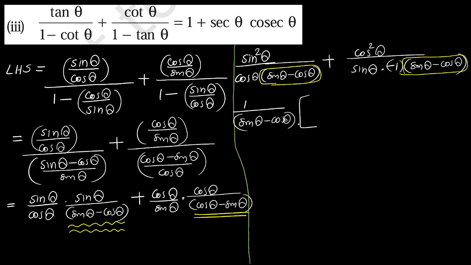What is remaining? Sin square theta by cos theta here. And in the next term, minus 1 is there. Minus 1 can be written separately. Can you see a negative sign here? That is written first. We can take the negative sign to the numerator side. Cos square theta by sin theta.